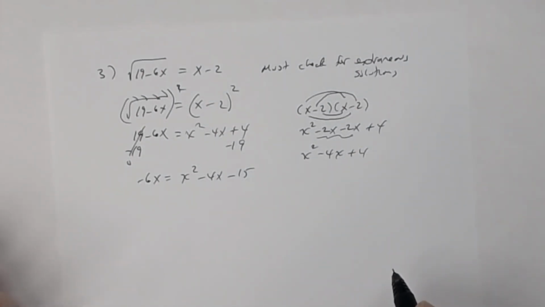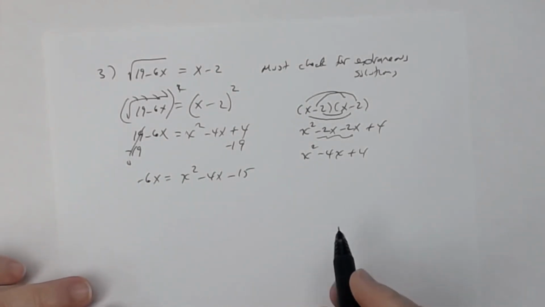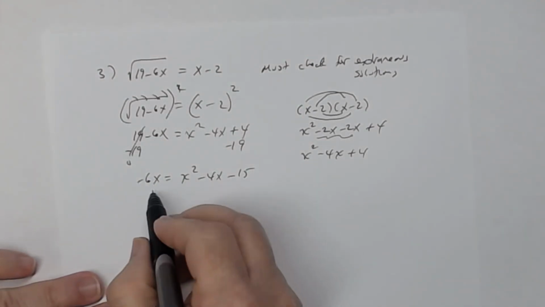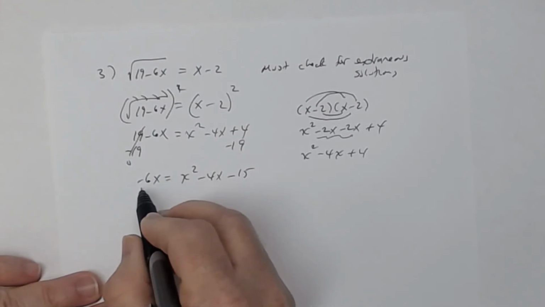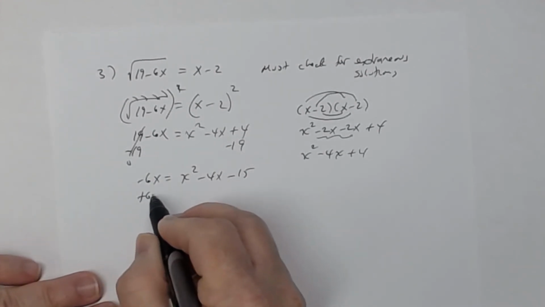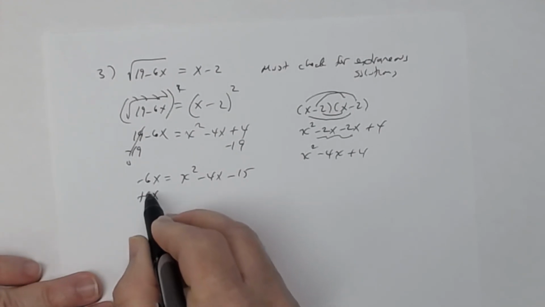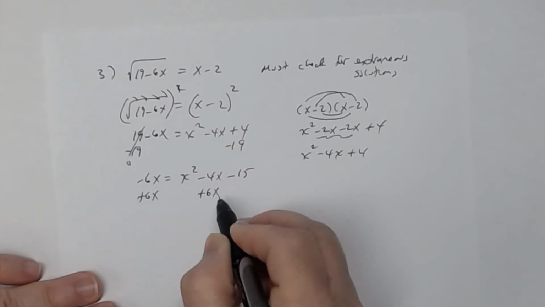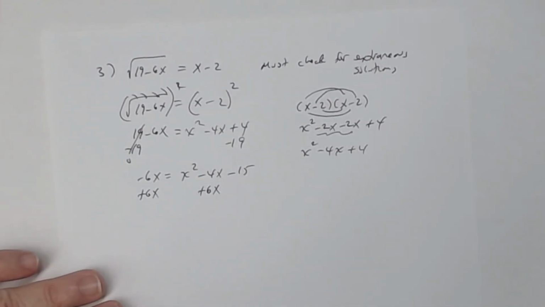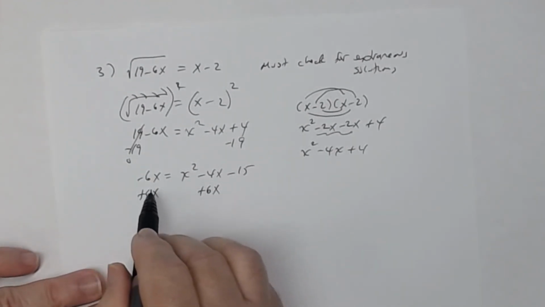And so then we get this. So now remember I have 0 here, so this is a negative 6x. The opposite of a negative 6x is a positive 6x. That's the only way I can get 0. So I'm going to add 6x here, and I'm going to add 6x here. And then combining like terms. Notice I'm aligning my like terms.